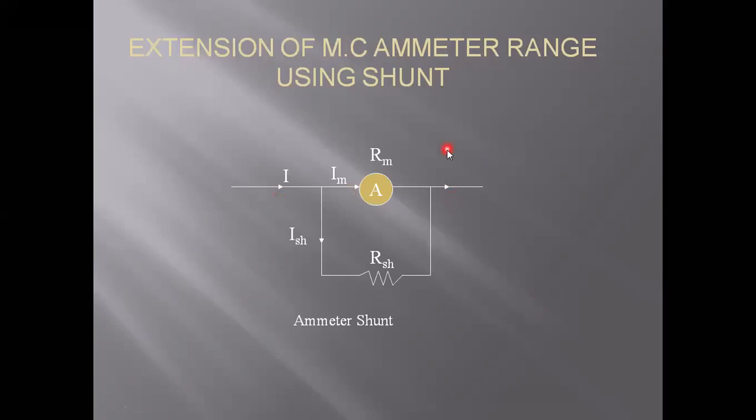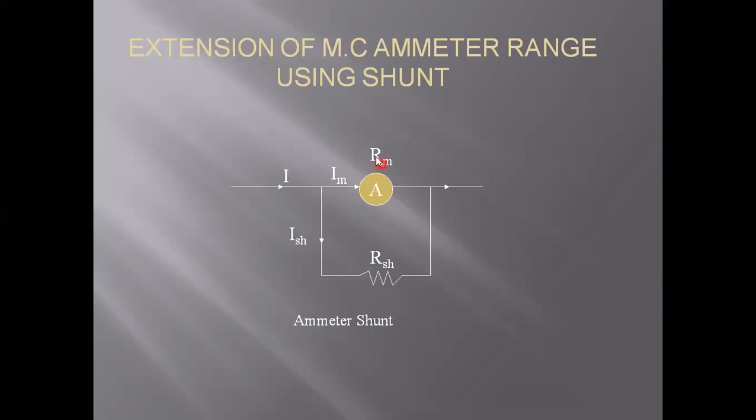This is a circuit diagram which clearly shows how a shunt should be connected. Here you can see generally an ammeter is connected in series with the load. Because we want to measure the current through the load, if we connect the ammeter in series, we can have the same current flowing through the ammeter, and hence we can measure the current flowing through the load.